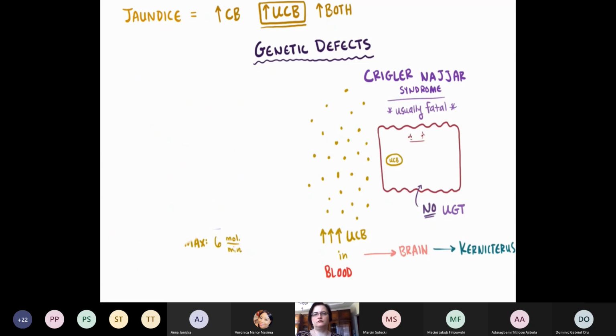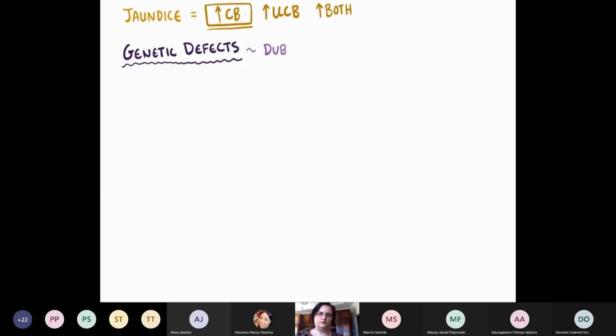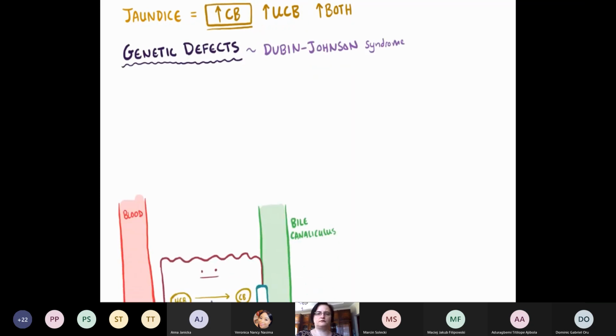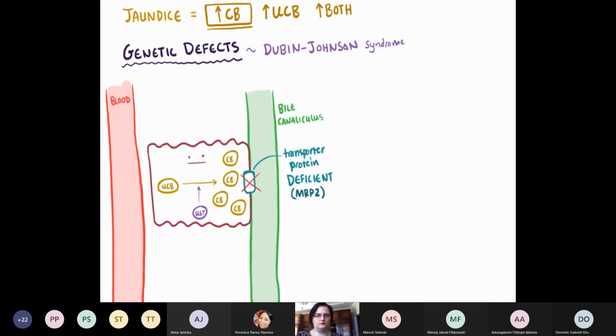All right, so the previous couple examples focused on high levels of unconjugated bilirubin in the blood, but there are also examples of jaundice with high levels of conjugated bilirubin in the blood. Dubin-Johnson syndrome is an autosomal recessive disorder where there's a deficiency in the protein that helps move conjugated bilirubin from the liver cells to the bile ducts, called MRP2. So the conjugated bilirubin builds up in the hepatocyte since it can't go anywhere.